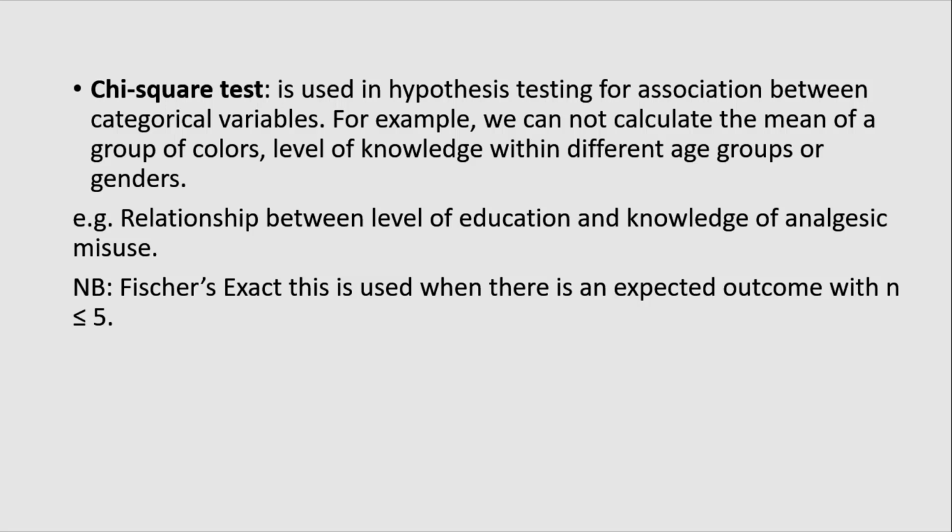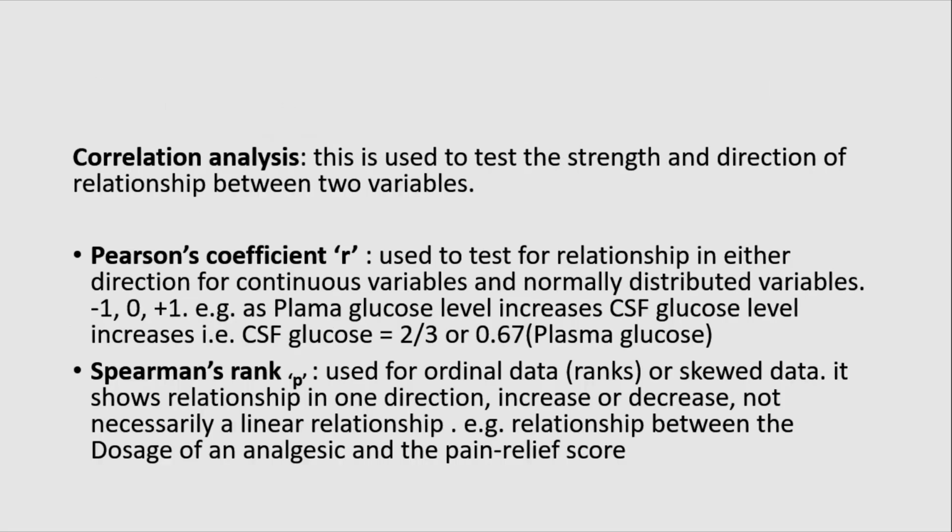Now we have the chi-square test. The chi-square test is used to test for association between categorical variables. For example, level of education, knowledge of antibiotics, knowledge of analgesic misuse. So these are categorical variables, they are not numerical variables. So if you want to test for association between these type of variables, you can use a chi-square test. So we also have a Fisher's exact. Probably in our next class, I'm going to talk more about this Fisher's exact. Next slide.